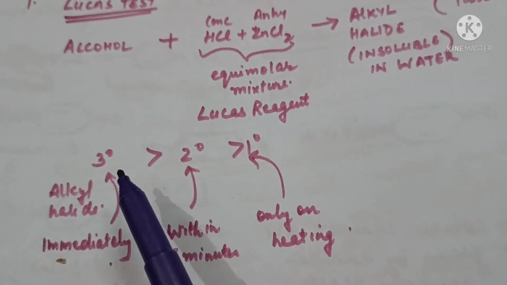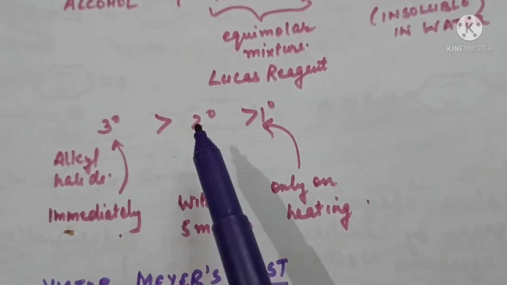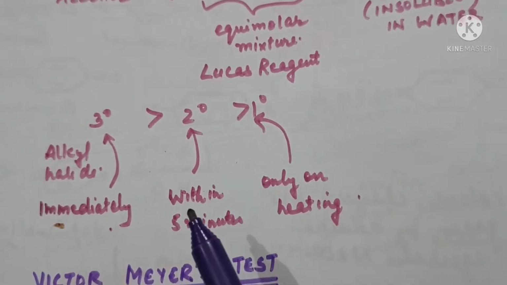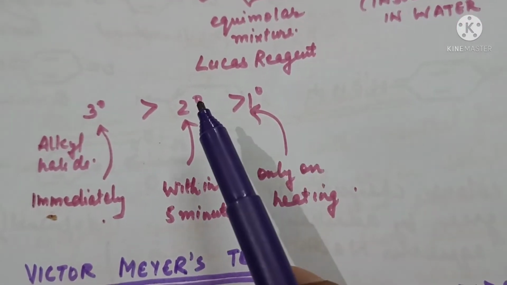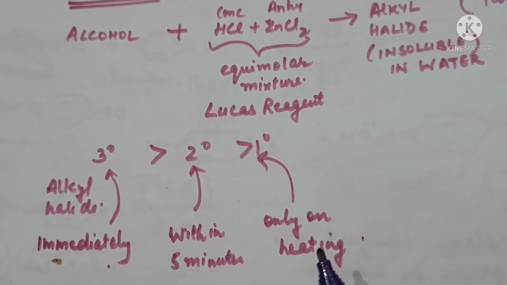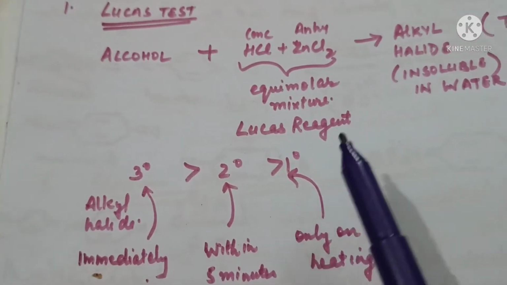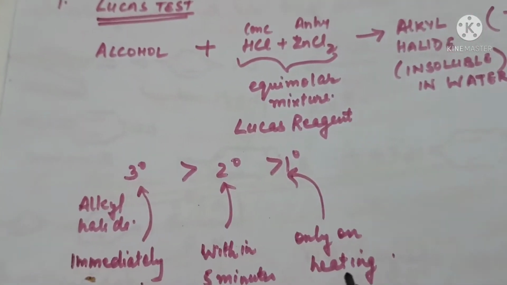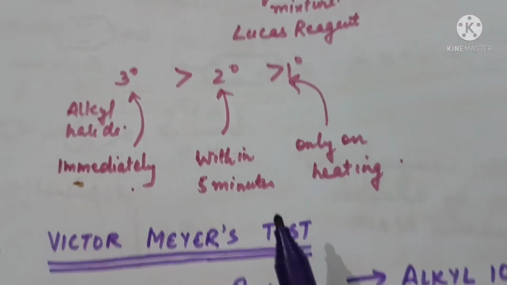If the turbidity appears immediately, it's a tertiary alkyl halide, because tertiary is more reactive than secondary, which is more reactive than primary. If the turbidity occurs within 5 minutes, it's a secondary alkyl halide, and if turbidity occurs only on heating, it's a primary alkyl halide, which in turn gives us the indication of the alcohol. A tertiary alkyl halide will be formed by tertiary alcohol.